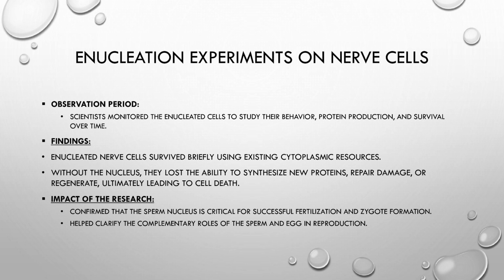Without the nucleus, they lose the ability to synthesize new proteins, repair damage or regenerate, ultimately leading to cell death. So the impact of this research proved that the nucleus is essential for nerve cell survival, as enucleated neurons could not produce new proteins or repair themselves.